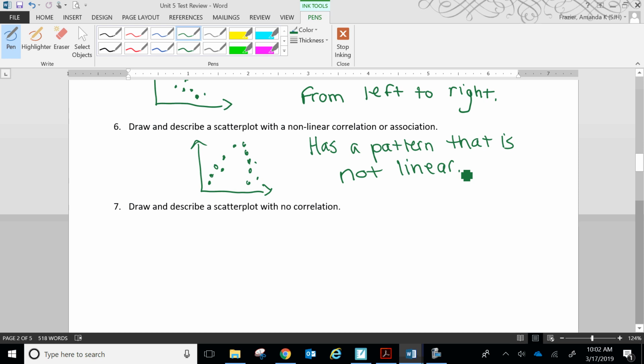A scatter plot with no correlation might look something like this. So there is no pattern.